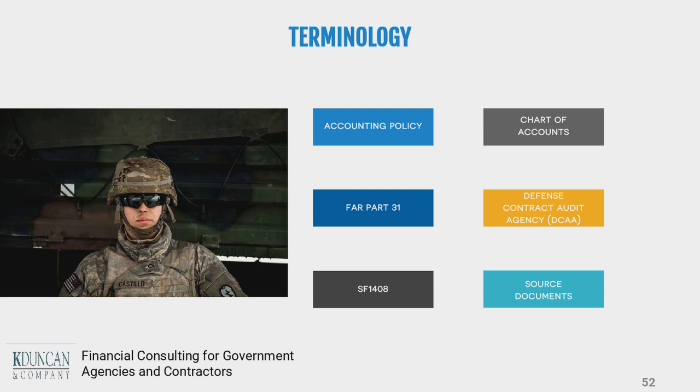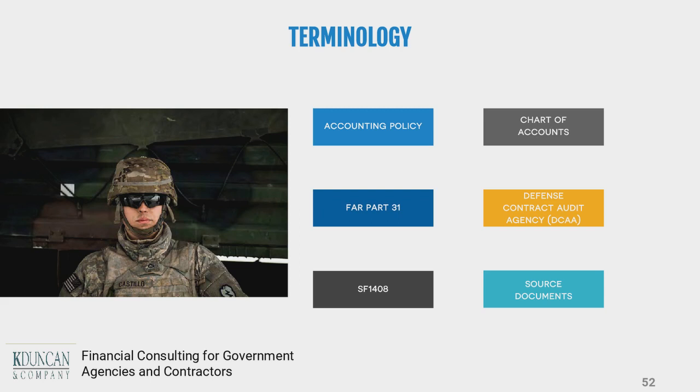Then we have the Defense Contract Audit Agency, better known as DCAA. And DCAA is the government audit, it's probably the biggest and most well-known audit agency within the government. And it is a department within the Department of Defense. However, if you have contracts in other agencies, many times the other agencies will pay DCAA to come and do audits for them.